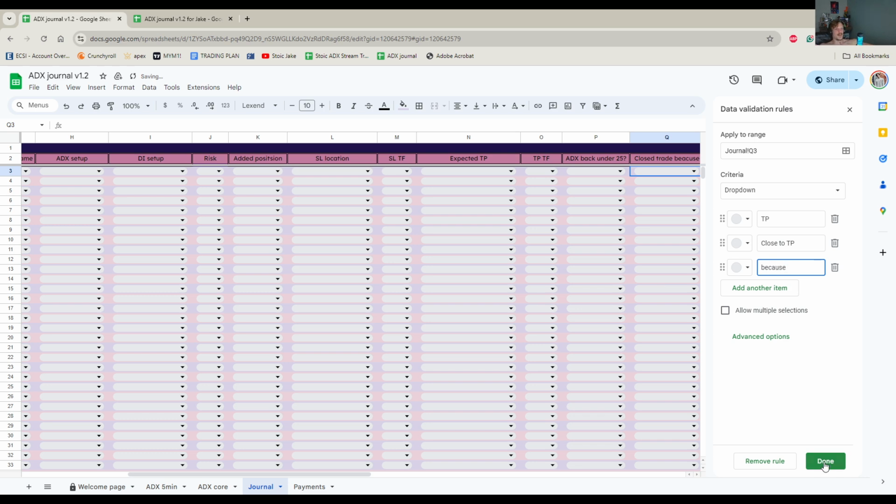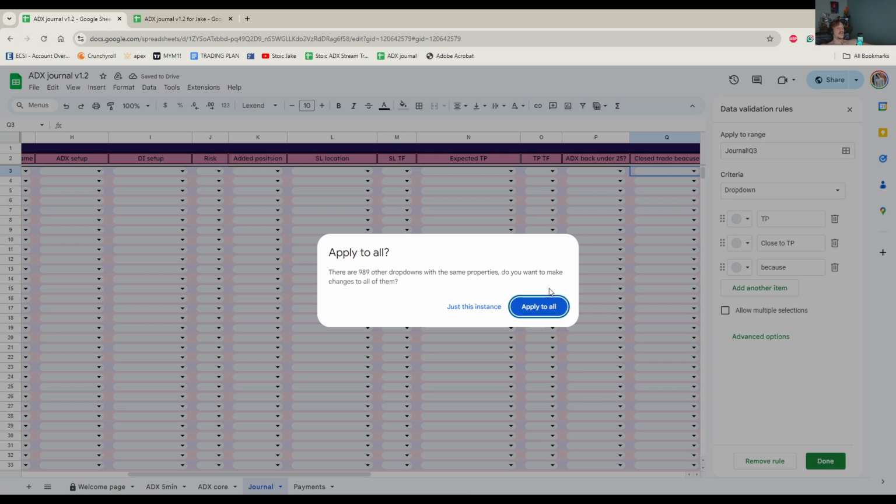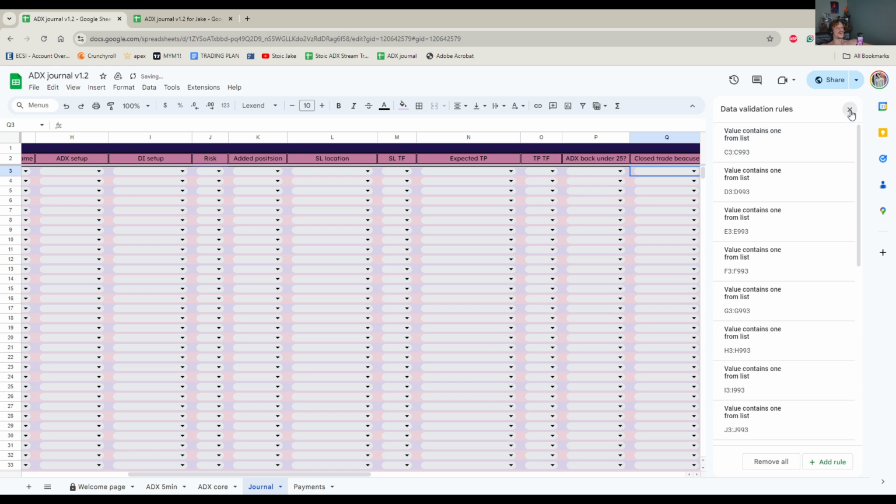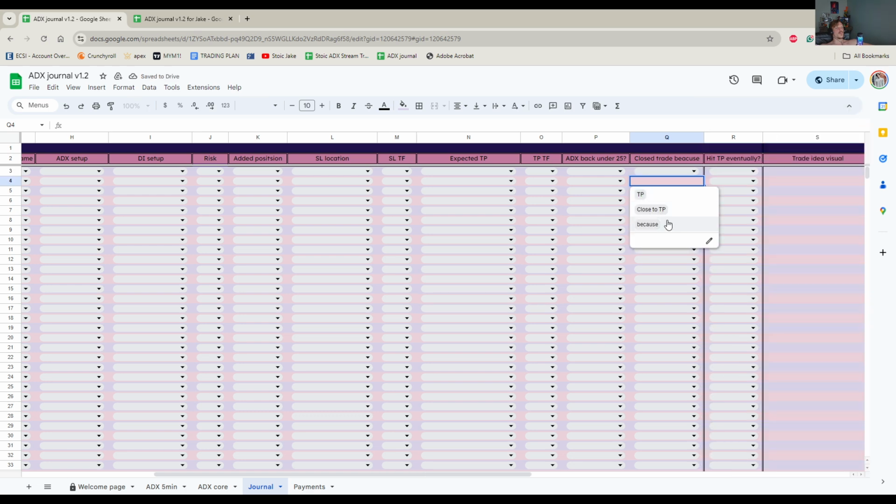Because that's why. Yeah, so change it to all of them. Boom. Then you just press because, and now everything is showing because. Awesome. Close trade because. Hit TP eventually, yes or no? You'll do that within the session. Did it hit TP eventually in the session or no?